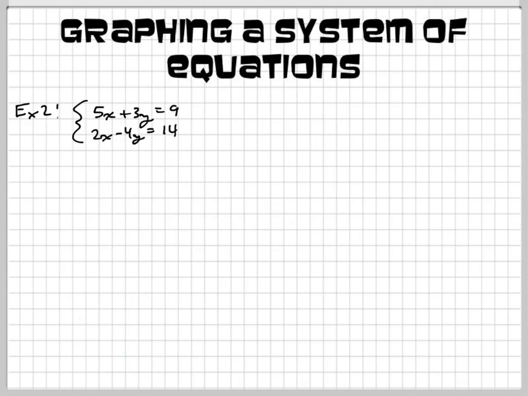So here's the second example I want to show you. It's actually example 3 in the book, but everything's lined up. We have the x's, the y's, the equals, and the constants lined up. But if I were to go and add this, will one of the variables get eliminated? No, one of the variables will not get eliminated. So we have to manipulate them a little bit.